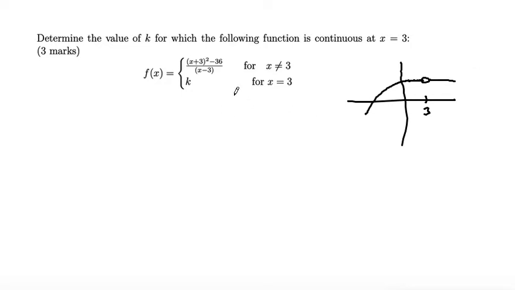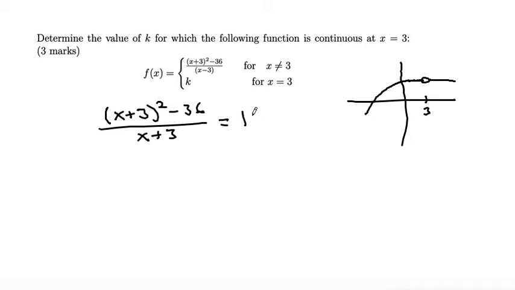So what we're looking for is where the top function is equal to this value of k. So let's write (x plus 3) squared minus 36 over x plus 3. We need that to equal the value of k. And whatever this value of k is, that will, for example, fill in this hole. And so it will make the function continuous everywhere, and also at x is equal to 3.